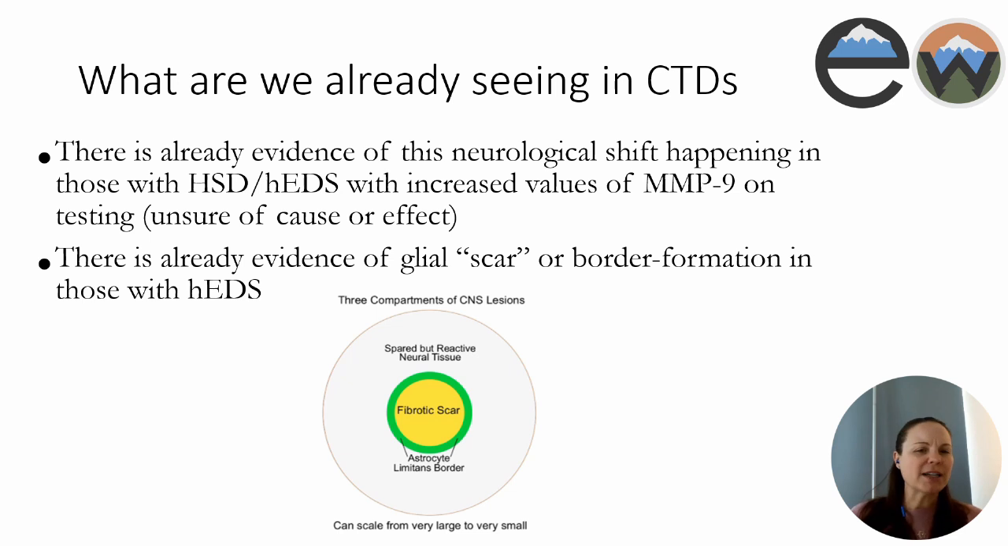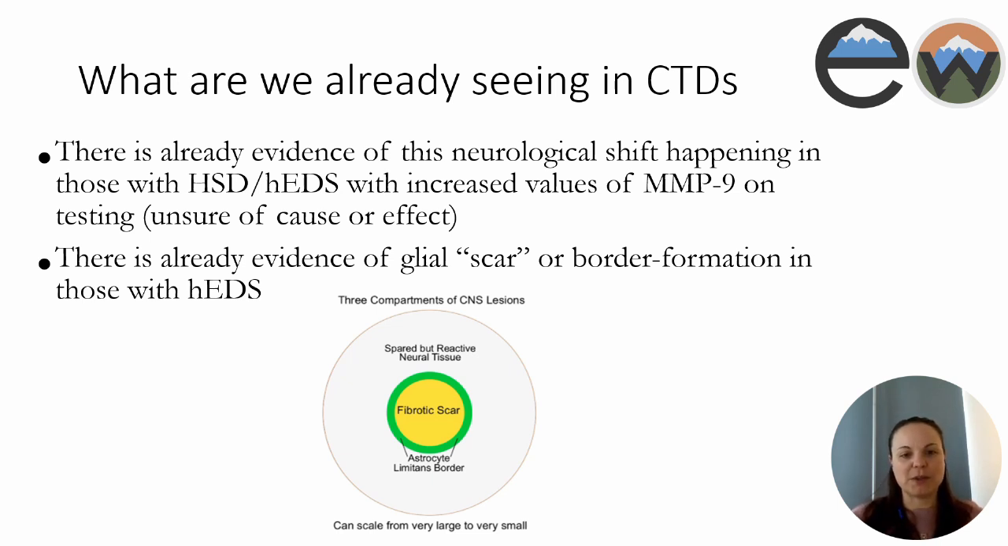And possibly, we don't really know if it's a cause or effect, but just again to confirm that there is a lot of overlapping within these populations, just to confirm, hey, I think that we're seeing the same thing here. We already see evidence of glial scar or border formation in those with HEDS, which I'll talk about a little bit. Is it the same thing? It really does sound very similar as I talk about some of these other conditions that we have in HEDS that we've put names to.